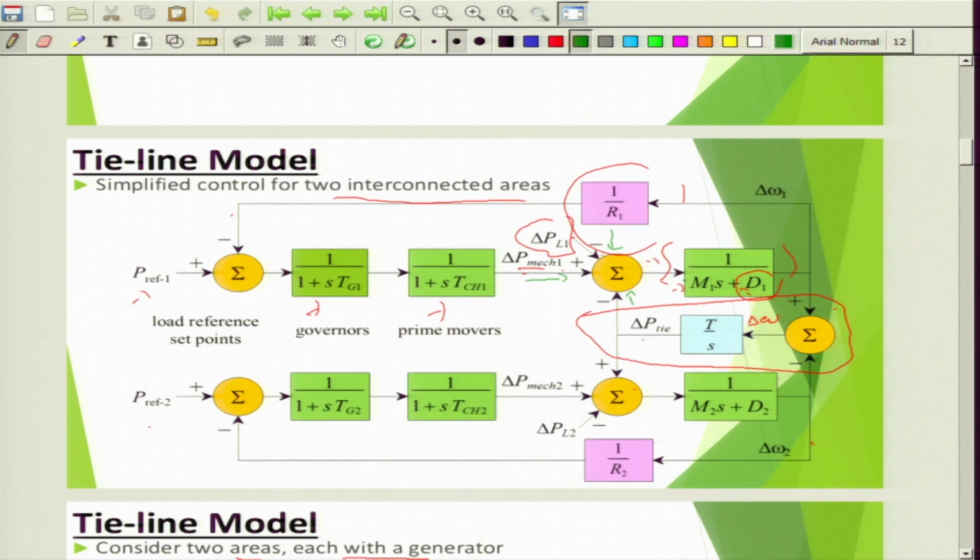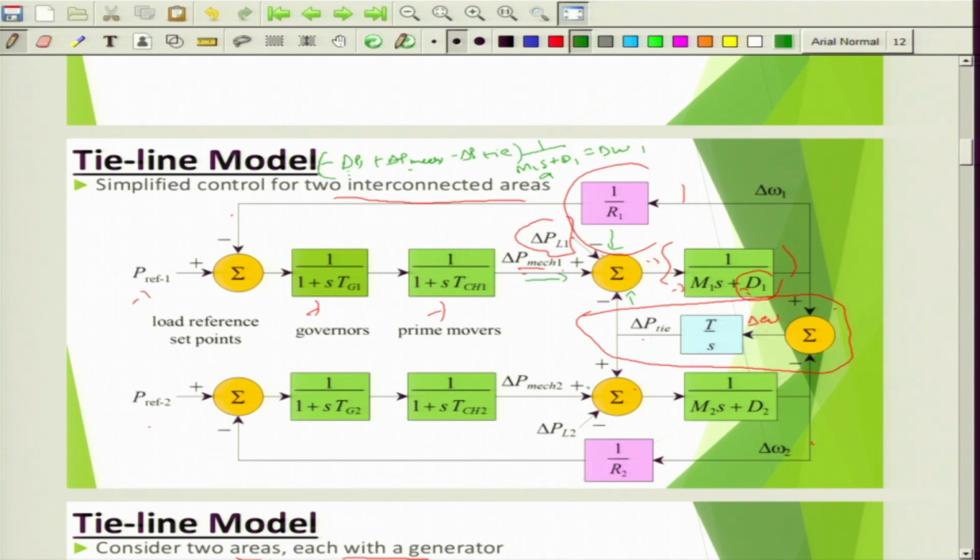Let me write it down for easiness. Delta P mechanical 1 minus delta PL1 minus delta PTI into 1 by M1S plus D1 is equal to delta omega 1, but we are speaking in steady state. At steady state S is 0. So that means delta P mechanical 1 minus delta PL1 minus delta PTI is equal to D1 into delta omega 1.